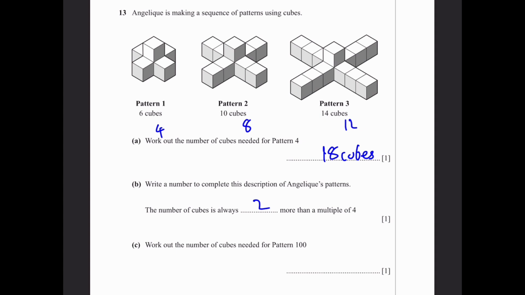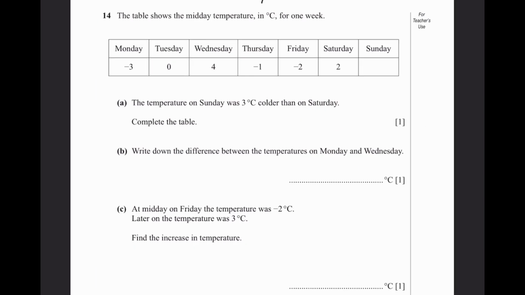C. Work out the number of cubes needed for pattern 100. So if it's 2 more than a multiple of 4, that means 4 times 100 plus 2 is for the 100th pattern. That's equal to 400 plus 2, which is 402. That's the answer.